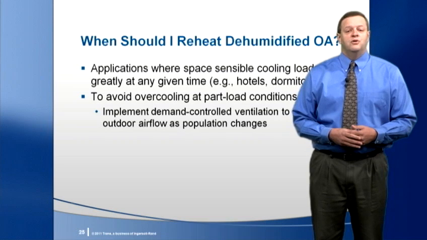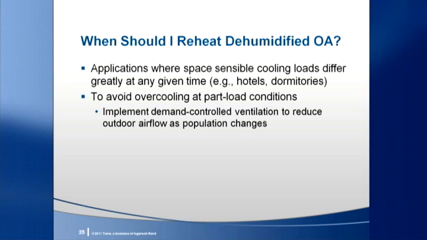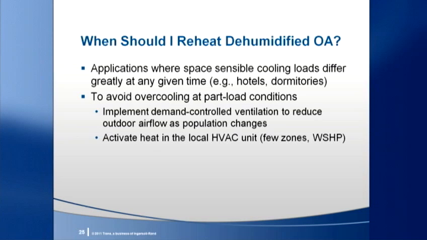So what do you do when overcooling finally does happen? Well, first, consider implementing demand control ventilation. By reducing the outdoor airflow delivered to the space when there are less people in that space, you may avoid this overcooling altogether for some applications. Next, the HVAC unit serving the overcooled space could just activate its local heat to prevent this overcooling. If this occurs in only a few spaces, the sensible cooling benefit of delivering the outdoor air cold to all those other spaces may outweigh the heating energy needed for these few spaces.